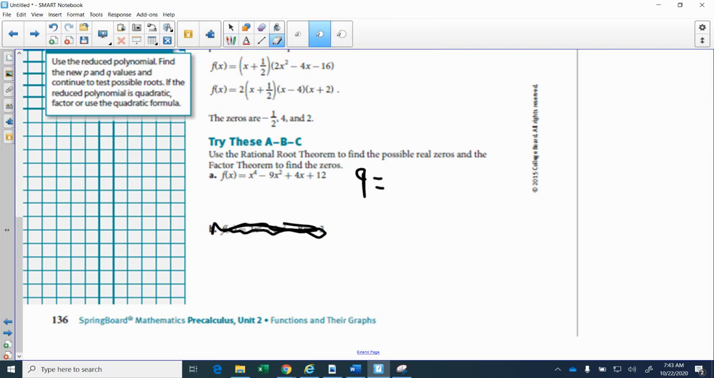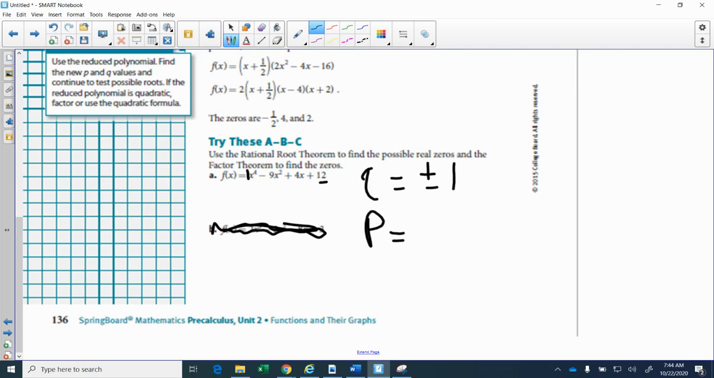We're going to start with Q. Q in this case is just your leading coefficient, which is just 1. If you think of the factors of 1, it's just positive and negative 1. Next, we're going to find the factors of P. At this point, you'd have 12. The 12 right here gives all of your factors of P.